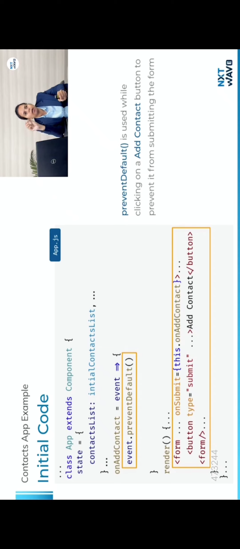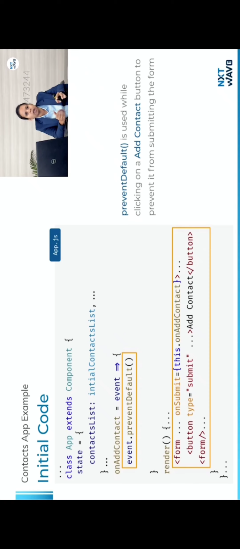Now coming to this on add contact, you can see that we have written event.preventDefault. Previously we understood that in case of a form there is a default behavior that will happen and we don't want that. That's the reason we have to call this preventDefault method. This is important, right? So we have to write event.preventDefault. Okay, clear? So far we understood that the name and the mobile number are being appropriately maintained in the state.